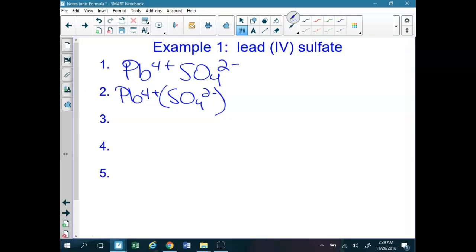Put parentheses around any. Now, if Pb was poly, it'd go around both. Okay? All right, now we're going to crisscross down. There's a mathematical reason why we're crisscrossing down, and I'm not going to explain it to you, but we need a compound to be neutral, meaning that it no longer has a charge.